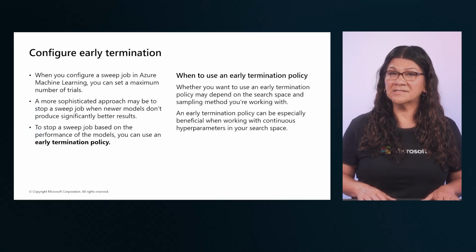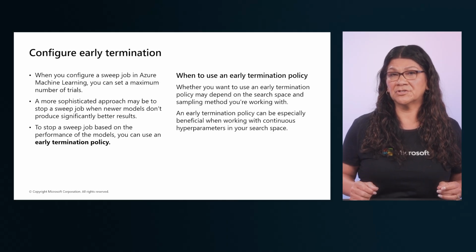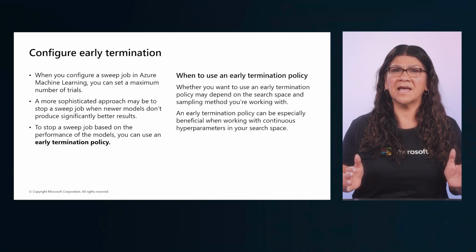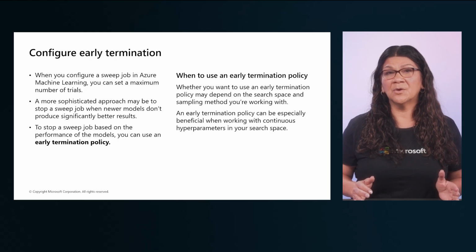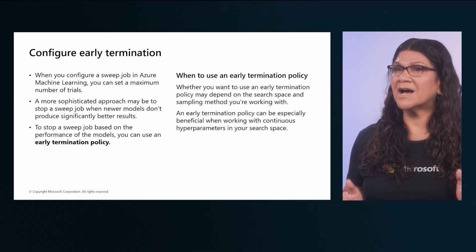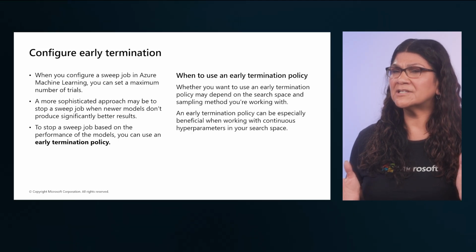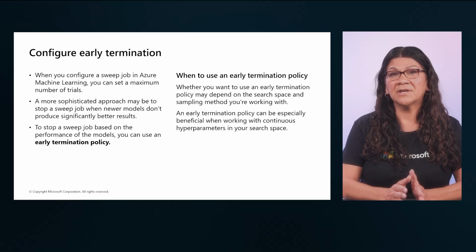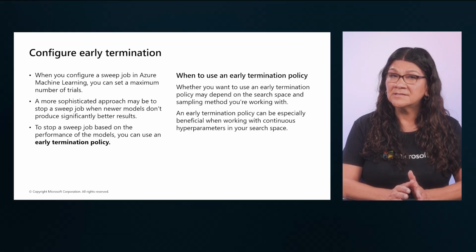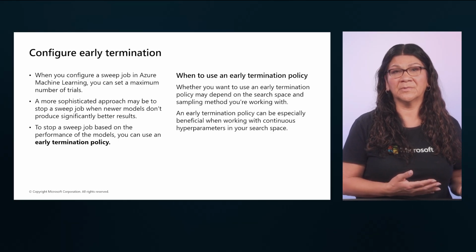Early termination policy is a key technique for making hyperparameter tuning more efficient. When you run a sweep job in Azure Machine Learning, you might define a maximum number of trials, but a smarter approach is to stop runs early when you're clearly not improving model performance. That's exactly what an early termination policy does. It monitors intermediate metrics from each trial and halts runs that are unlikely to outperform the best models so far.